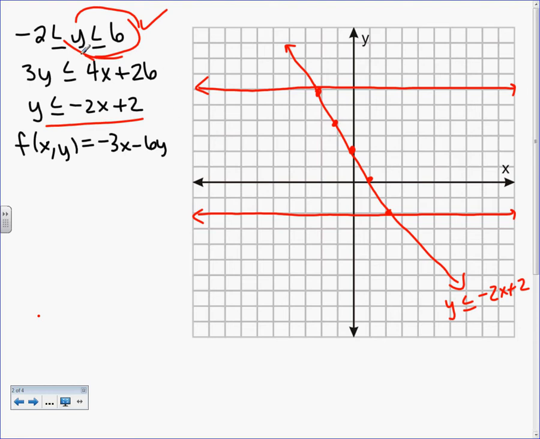You guys go ahead and get this one in slope-intercept form for me, please. It's not in slope-intercept form. It needs to be. Go ahead and do that. I just skipped it for right now. We'll do it in a second.